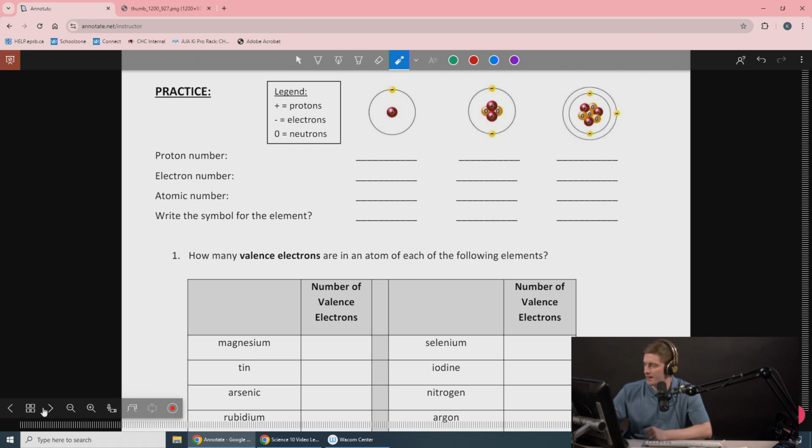Take a look at these diagrams here and try and figure out for yourself. Pause the video now. See if you can figure out what element is being depicted in each of these diagrams. For these diagrams, the positive in the middle means a proton, the negative on the outside means an electron, and these zeros here are neutrons. So pause the video now and then try and work through this one.